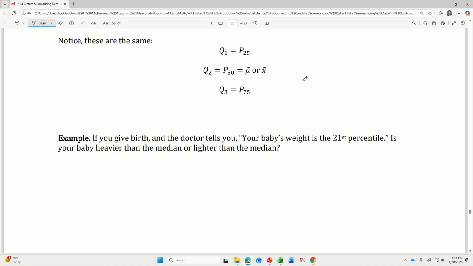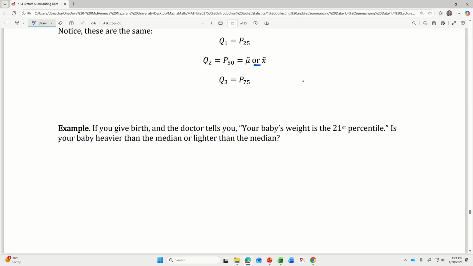So notice that these are the same. If I tell you I'm talking about the first quartile, that's the same thing as the 25th percentile, because 25% is 1/4 of 100. The median is the same thing as the second quartile, is the same thing as the 50th percentile, because second quartile, 50th percentile, that's halfway, that's the median. The third quartile is the 75th percentile. I'm not being too picky about whether I'm talking about the population or the sample, and so that's why I put the word or here. You have to use context clues to think about whether we're talking about the population or the sample.